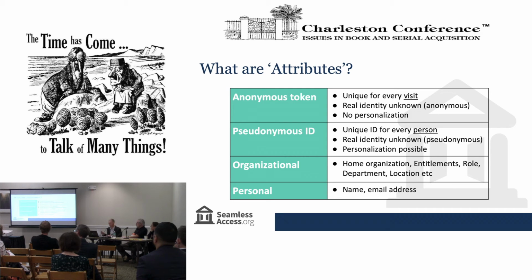So, what are attributes? Give me some examples of them. So here you go. On the top line, you can just have an anonymous token. It's uniquely generated for every login and for every service provider, regardless of whether the user is new or returning. This token can't be used to support personalization because it changes every time the user signs in, so it retains user anonymity. That's the most basic level.